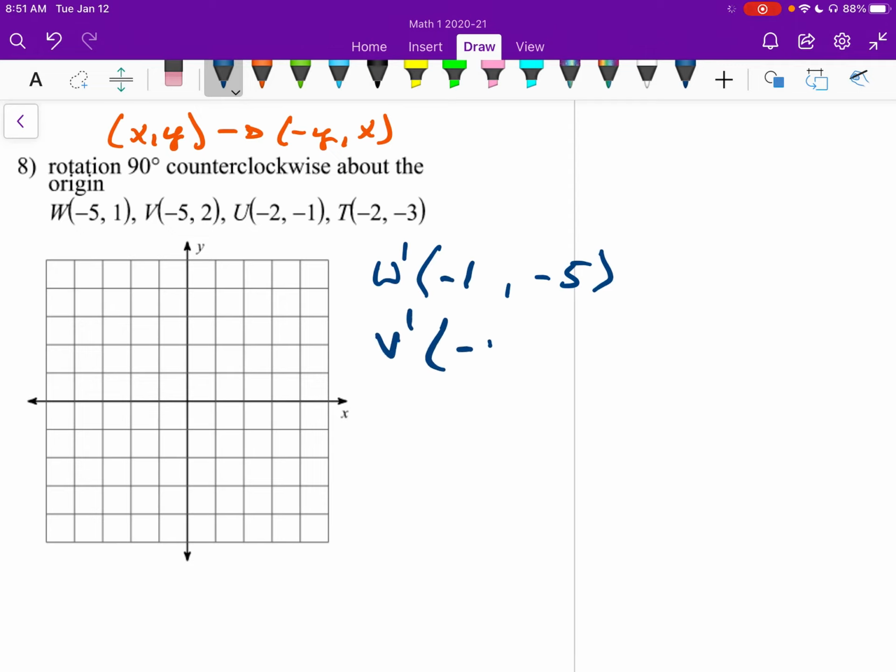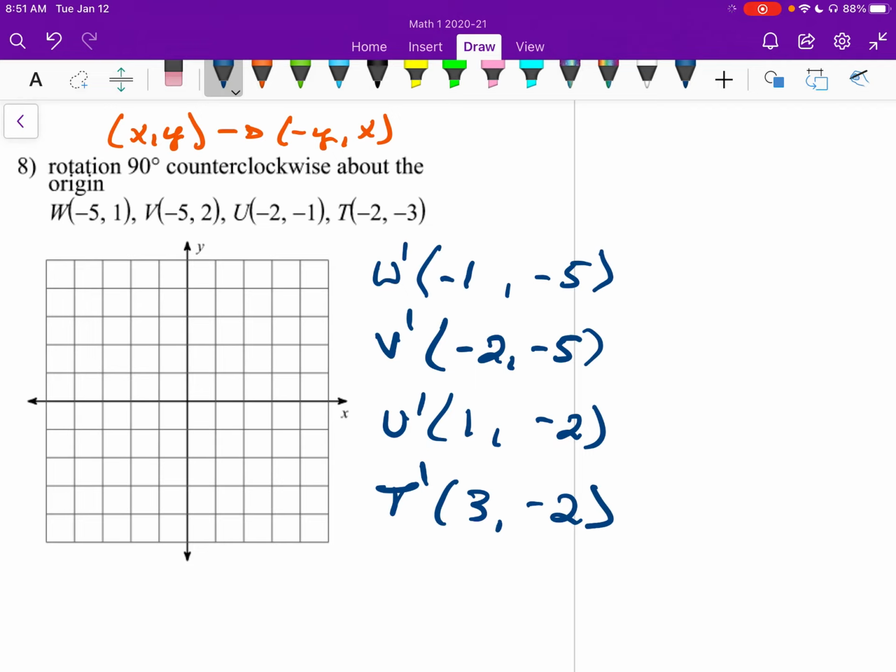V prime will be negative 2, negative 5. U prime will be 1, negative 2, right? It's the negative y, so it was a negative 1, so it'll be a positive. And then T prime will be 3, negative 2. Plotting these, I'll have a W prime there, a V prime there, U prime will be at 1, negative 2 right there, and T prime will be at 3, negative 2 right there.